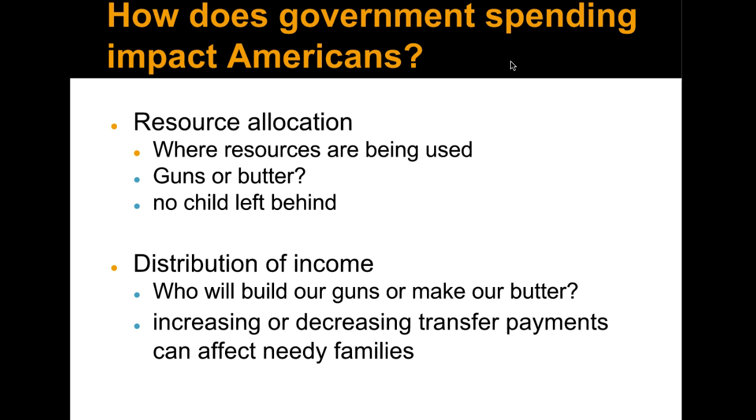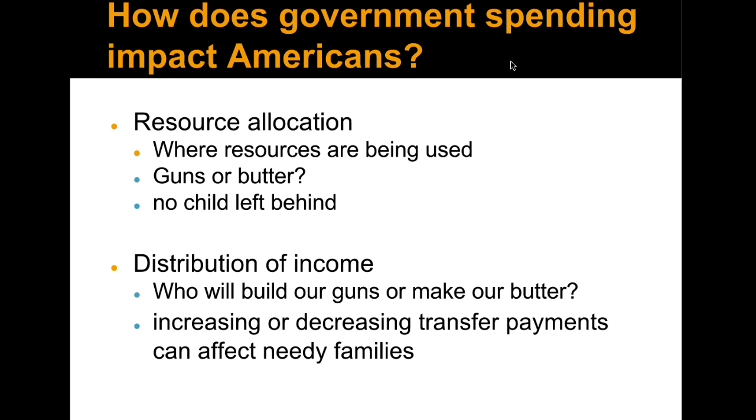So on the distribution of income, government spending influences that. Distribution of income is the way in which income is distributed among families, individuals, and other groups. So increasing or decreasing transfer payments, for example, can have a huge impact on needy families who receive financial support from the government, who rely on financial support from the government.